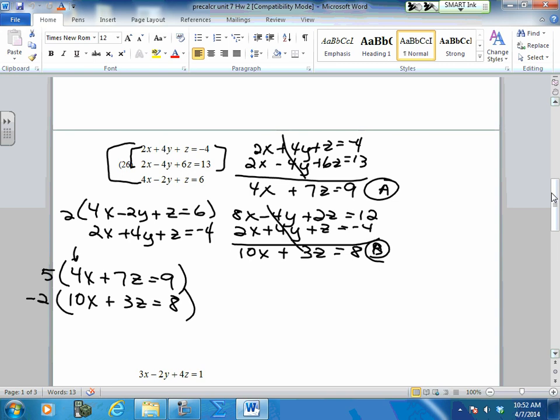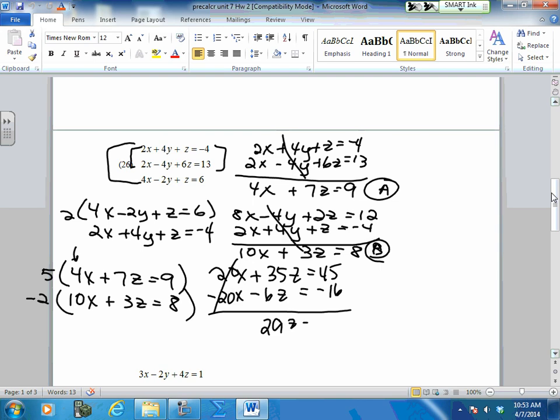So let's multiply across. 20x plus 35z equals 45. Negative 20x, see where we're going to cancel? Negative 6z, negative 16. So this becomes 29, and this becomes 29, right? Divide by 29, and z equals 1. That's my goal. Find x, y, and z. So I got the z.